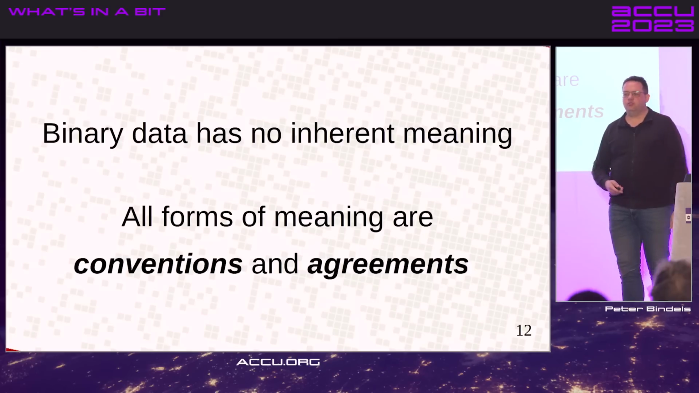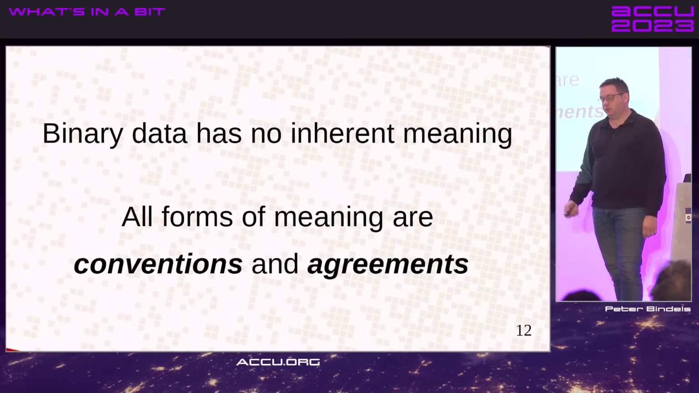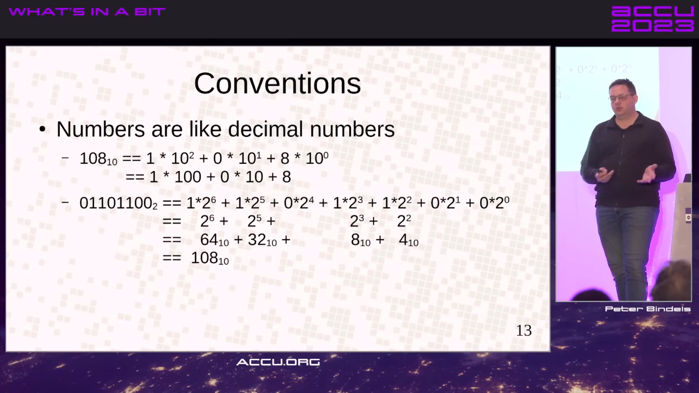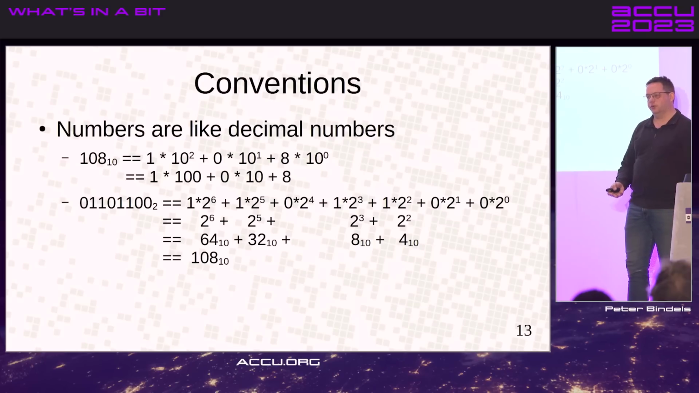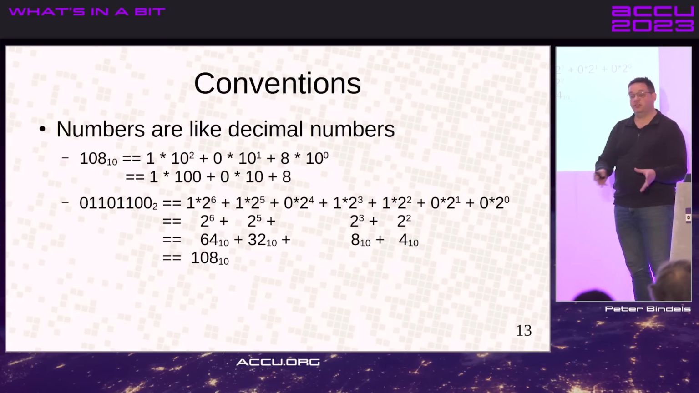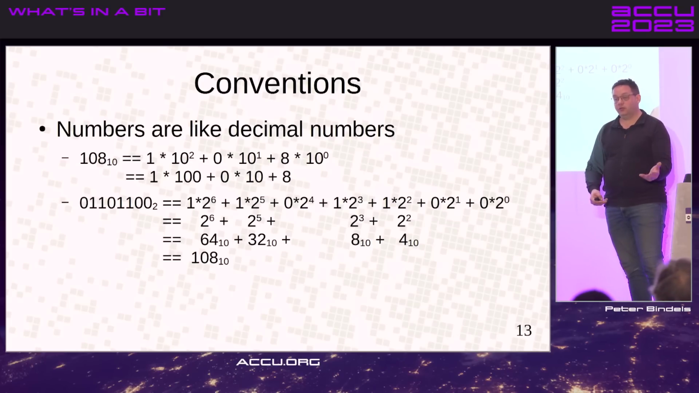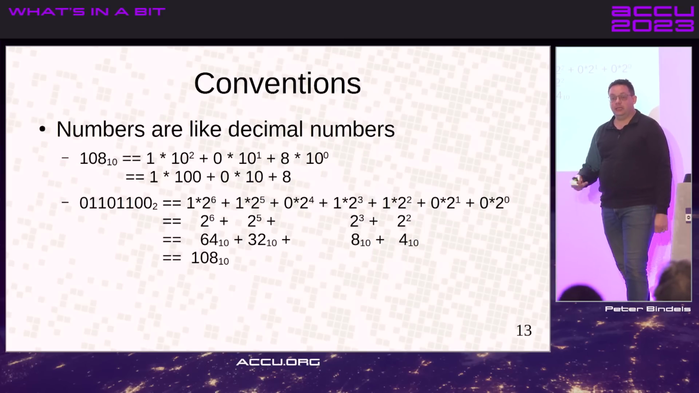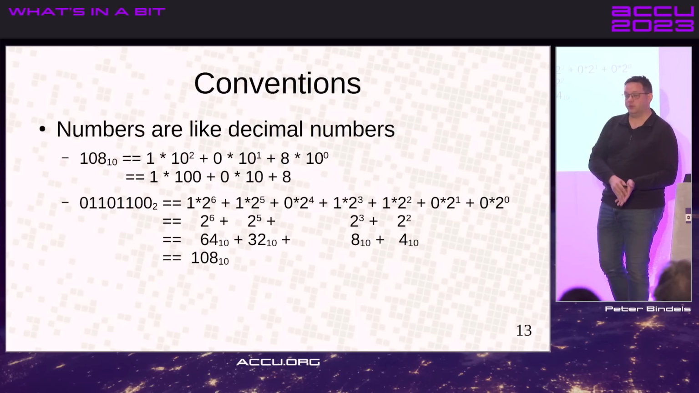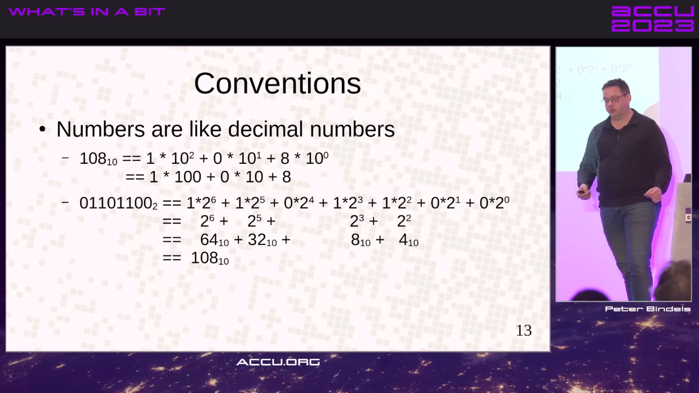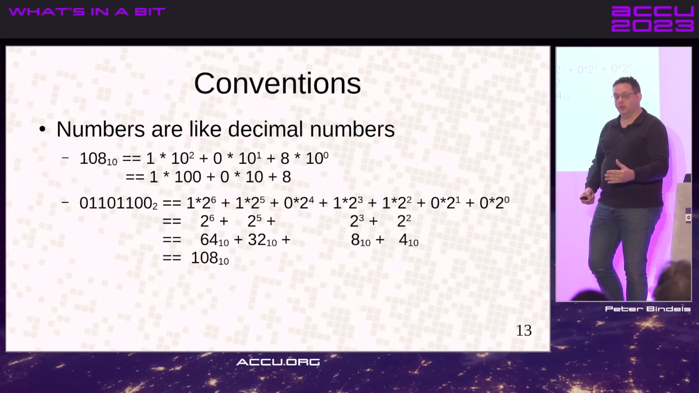So what kind of conventions do we have? Well, we have some simple conventions like numbers. We can store a number in the same way we would write down a decimal number. We have 108 in base 10. That's 1 times 10 to the power of 2, which is 100. 0 times 10 to the power of 1, which is 10. And 8 times 10 to the power of 0, which is just 1, which sums to 1 times 100 plus 8 equals 108. Same pattern applies to binary numbers.